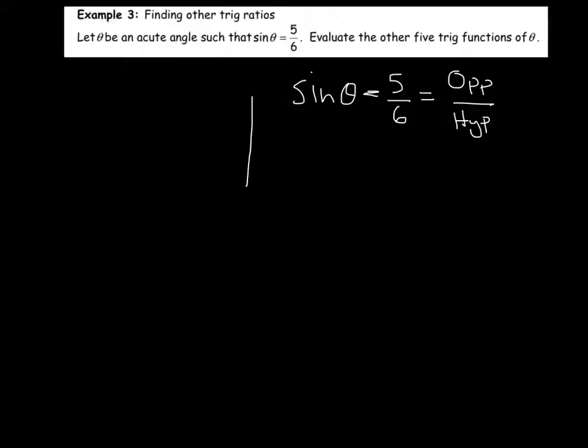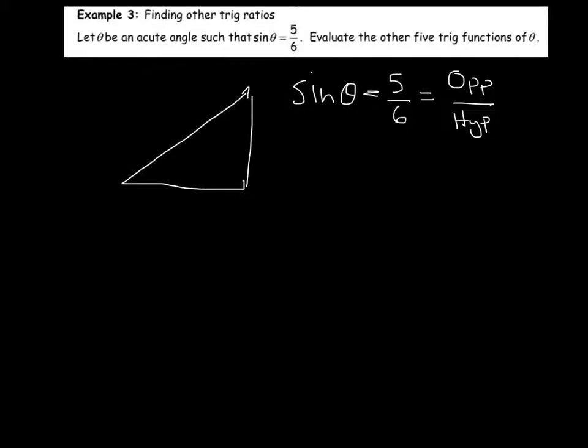All right, example 3. This is a pretty simple example here. It says, let theta be an acute angle such that the sine of theta is equal to 5 over 6. All right, so essentially, once again, what does that mean? Well, it means that the sine of some angle theta that we don't know is equal to 5 over 6. Now, earlier we said the sine of any angle is equal to the opposite side divided by the hypotenuse.